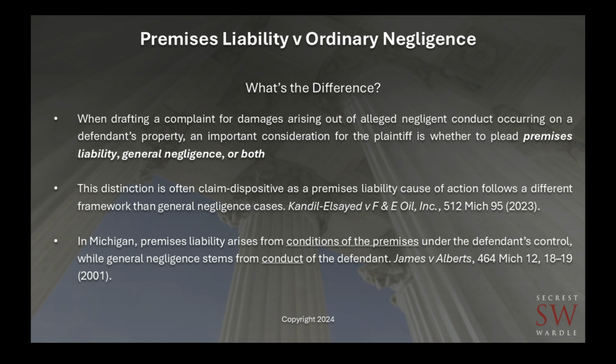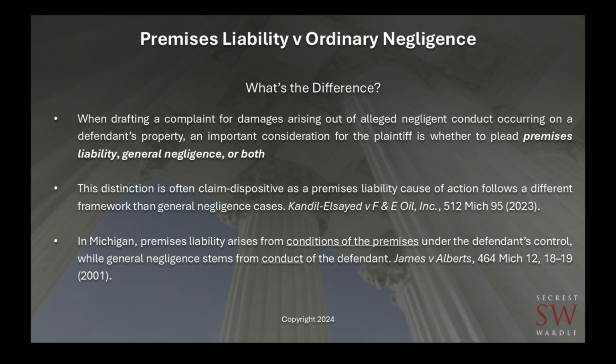But for today, as a reminder, a danger is open and obvious if an average user with ordinary intelligence would have been able to discover the danger upon casual inspection. So that's fine and dandy, but what is a premises liability case? What is an ordinary negligence case? How are they different? How are they the same? Well, the easiest way to decipher the two is as follows.